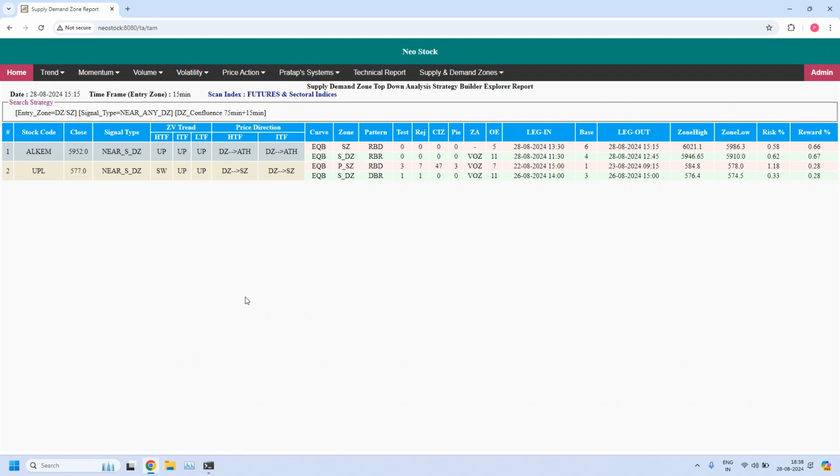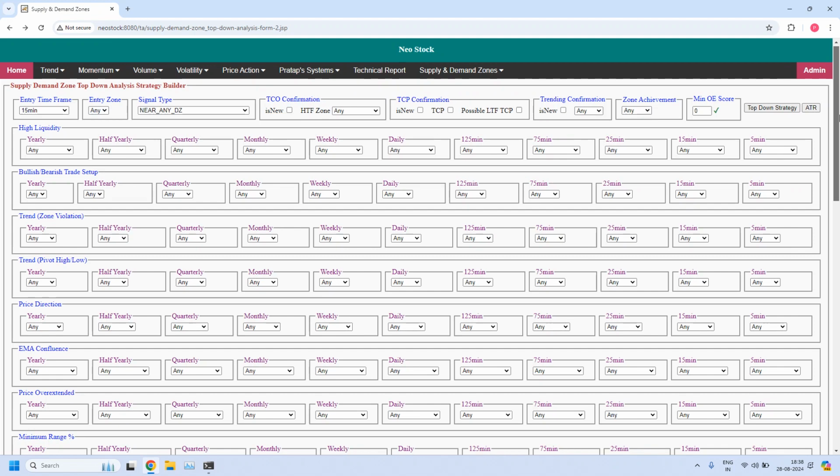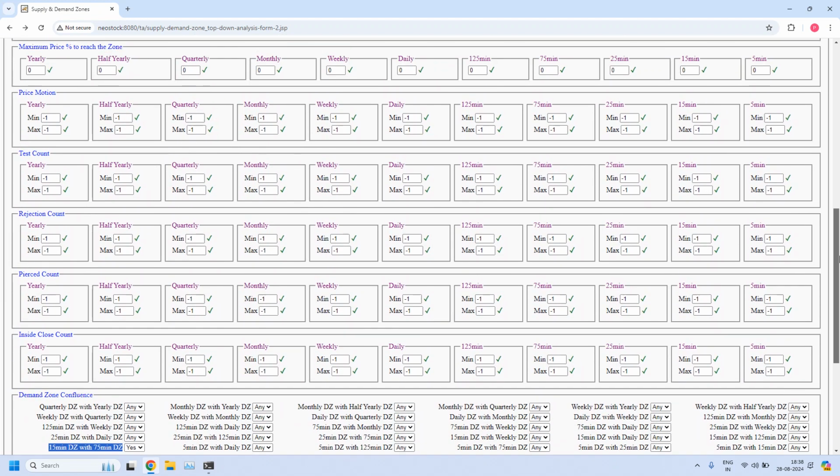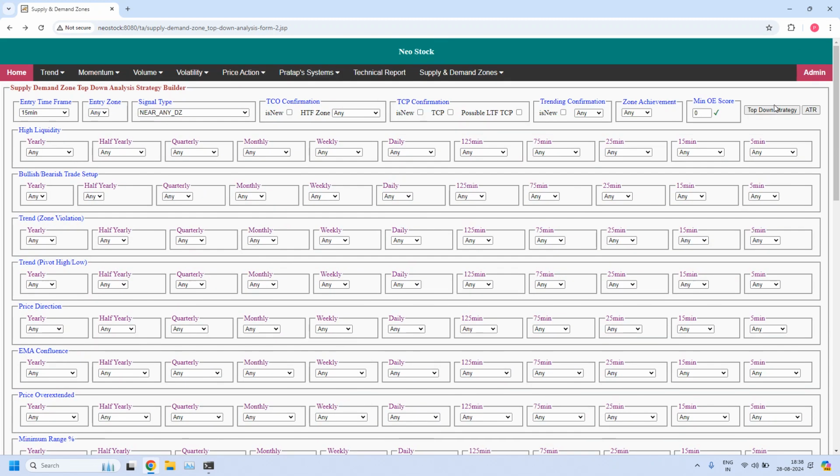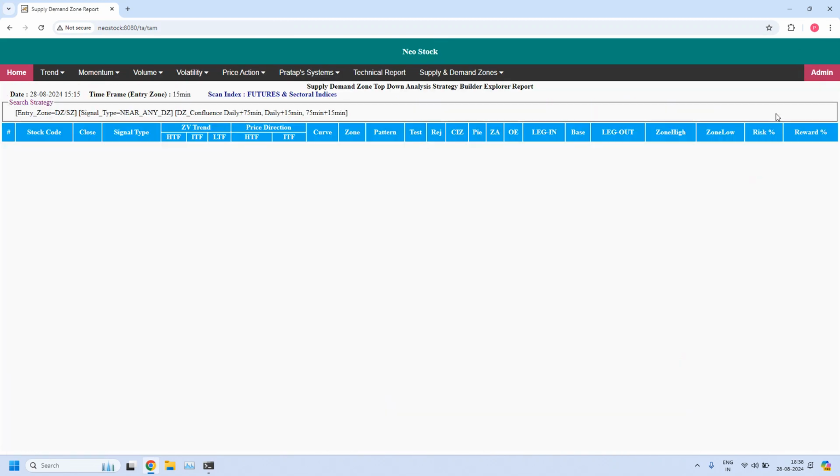But RR is not good. Okay, fine. Now let us look into HTF confluence also. 15 minutes demand zone with daily demand zone is also enabled. 75 minutes demand zone with daily demand zone I am also enabling, with all the 3 filters. So none of those stocks near 15 minute zones are having LTF, ITF, HTF confluence.